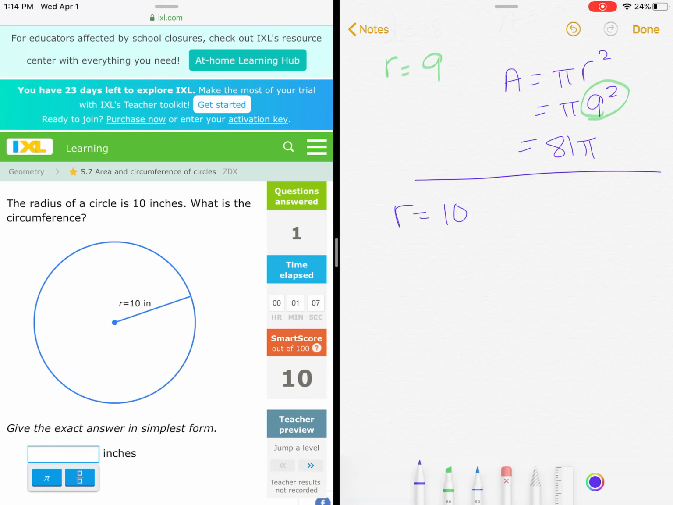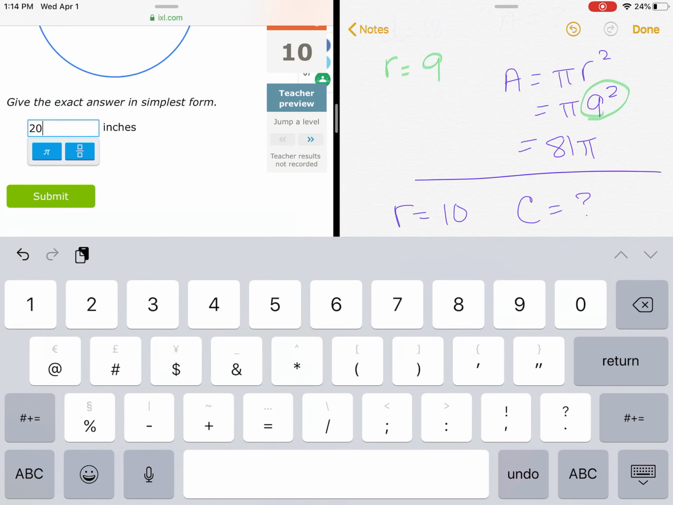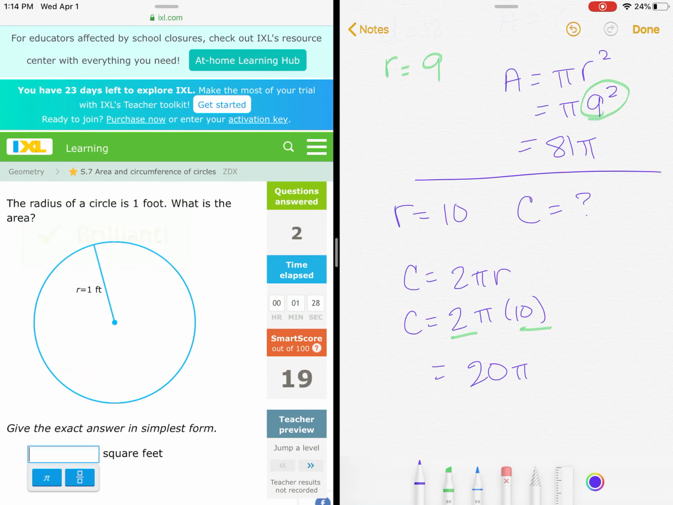This one says the radius is 10. It wants to know the circumference. Well, circumference is 2 pi r, which is 2 pi times 10. So you're going to do 2 times 10, which is 20. And so 20 pi. Okay, so make sure you're reading what it asked for, or the form that it asked for it in.